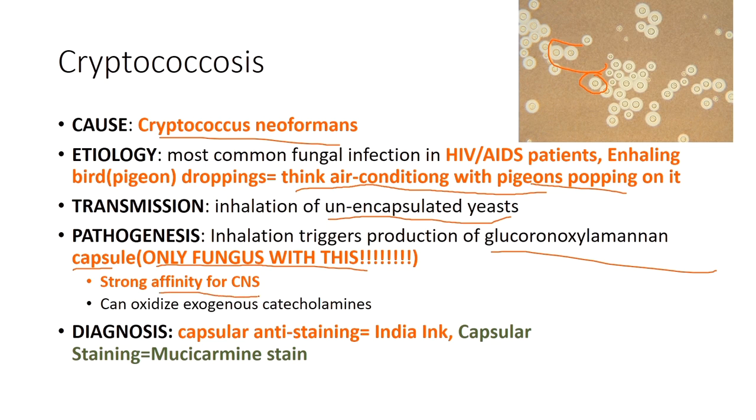And it has a strong affinity. It likes the CNS. So this is one of our leading causes of meningitis, fungal meningitis, Cryptococcus neoformans. Other stuff, yeah, maybe, but this is the one you're associating with this. For diagnosis, we can do capsular anti-staining, which we see here, which is India ink. It doesn't stain the capsule, it doesn't stain the organism, it stains everything around it. So that's why it's like this color here. And we can see that the capsule is nice and thick. Other things, we can stain the capsule straight up, and that's your mucicarmine stain.